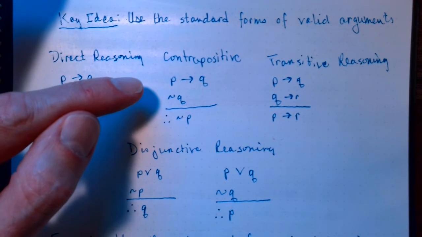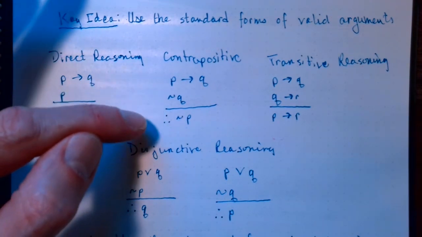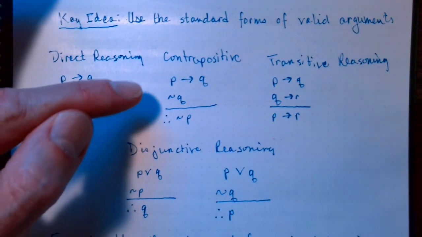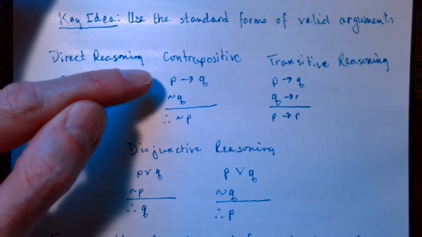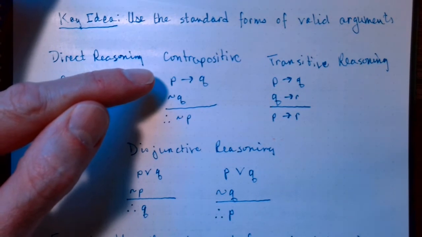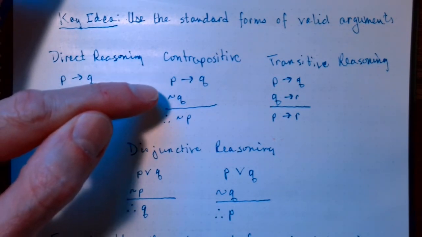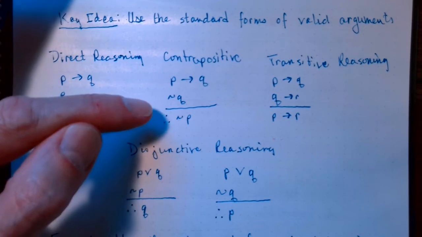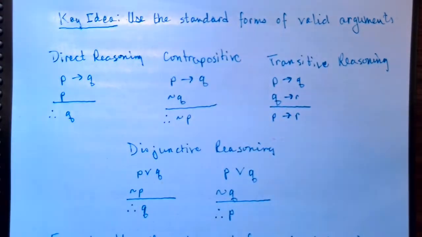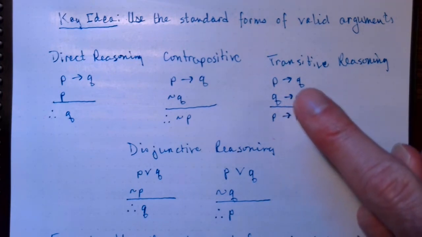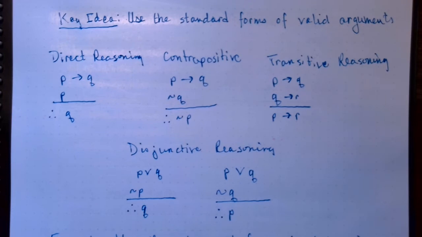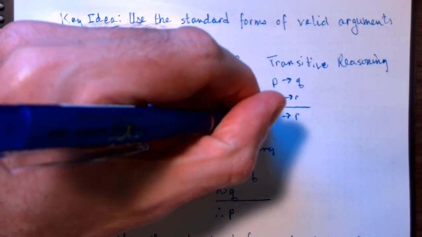Contrapositive reasoning. If P then Q, not Q, therefore not P. So let's look at that same example. Let's take the premise: if it is raining, then the grass gets wet. The grass is not wet, therefore it is not raining. Valid argument. Transitive reasoning has 2 implications, so you can chain them together. P implies Q, Q implies R, therefore P implies R. So I should put a therefore here.